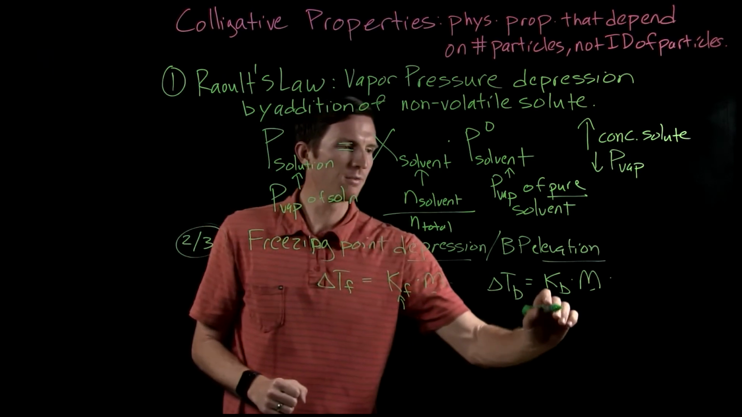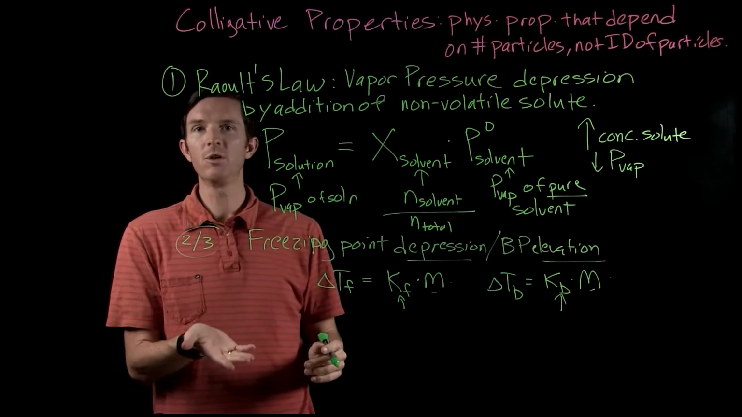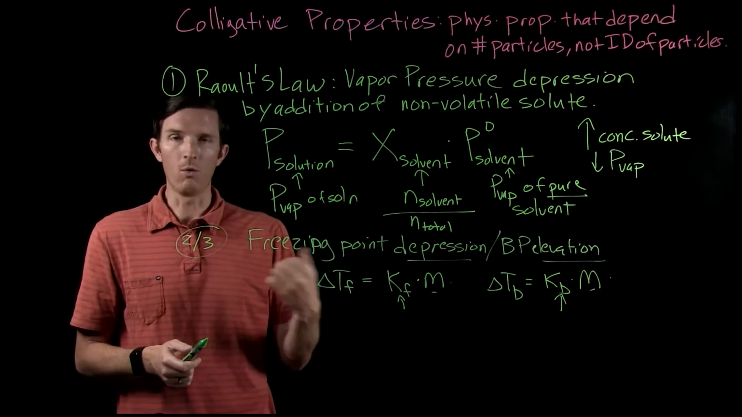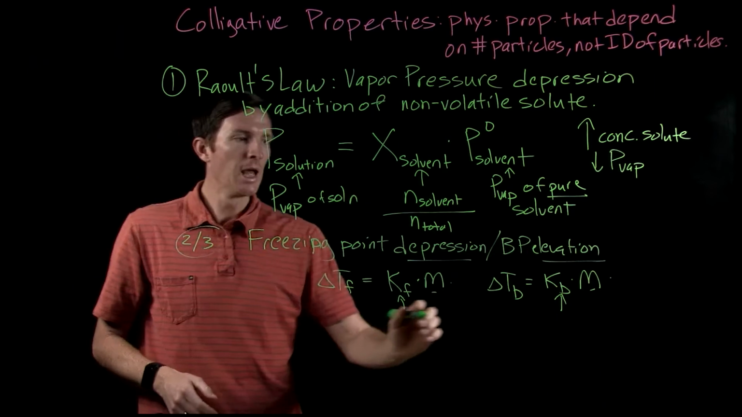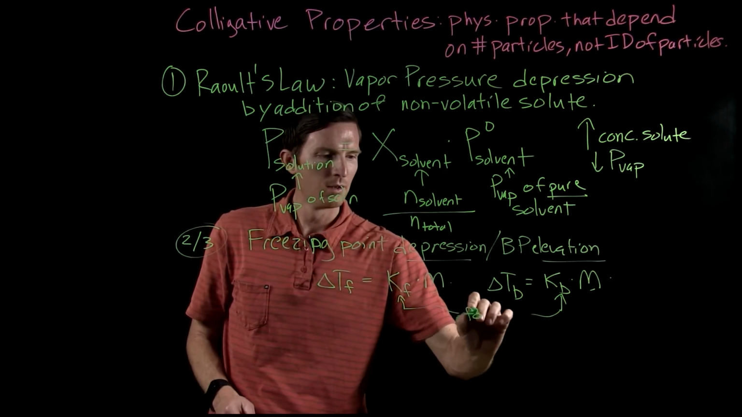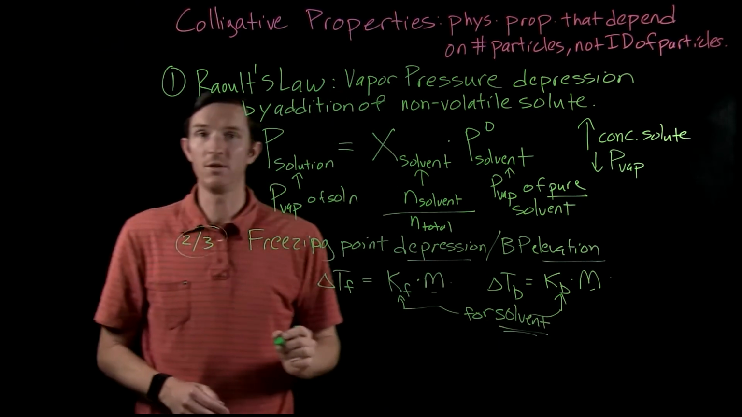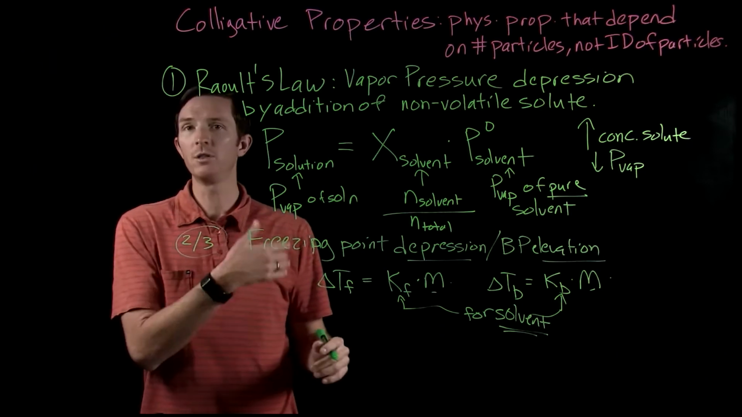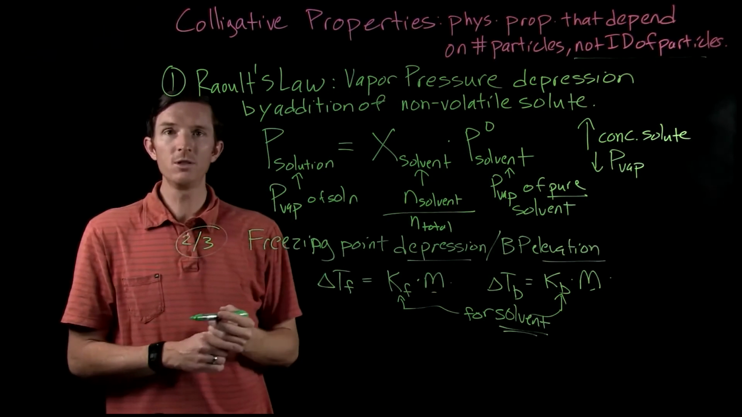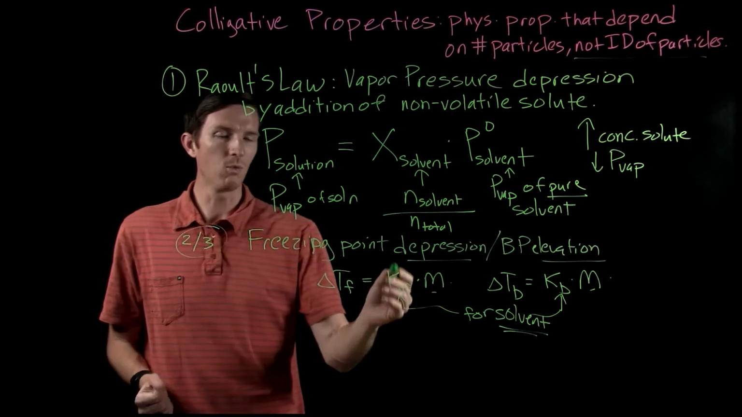You notice that we have two different constants. Those are different values. The freezing point depression constant is not the same as the boiling point elevation constant for water or for cyclohexane or something. Another thing to note for each of these is that it is dependent on what the solvent is. It doesn't matter what the solute particles are, which goes back to the original idea of a colligative property: it only depends on how much is dissolved, not necessarily what is dissolved.